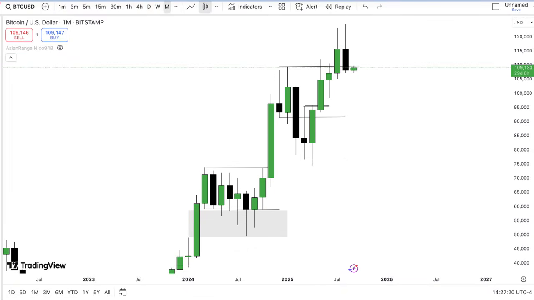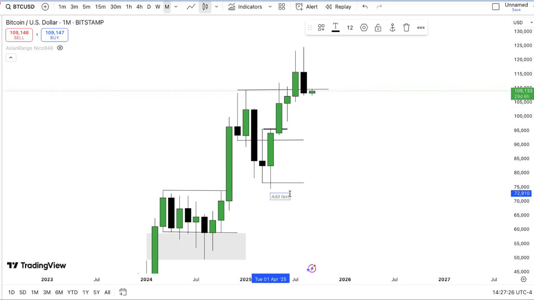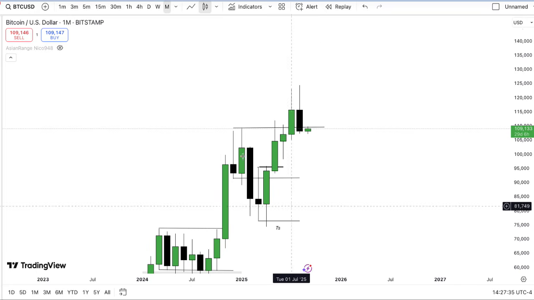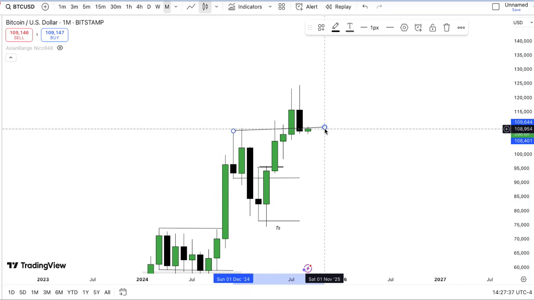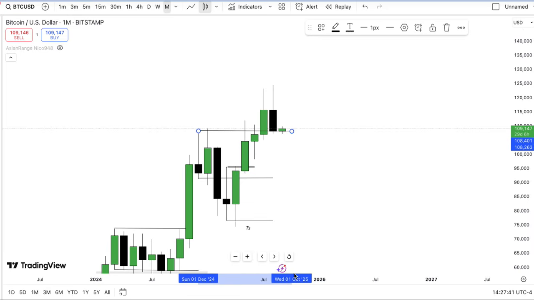Right here, you will see me plot something like this on my chart. And now what I see is that this structure has been broken.